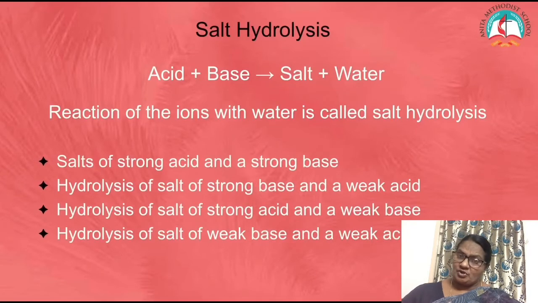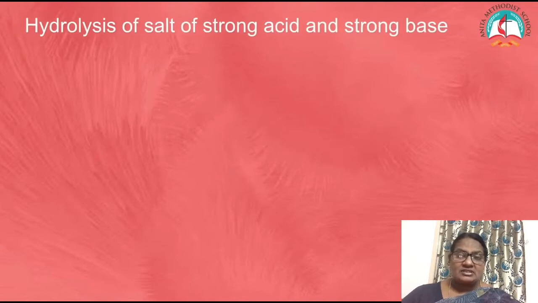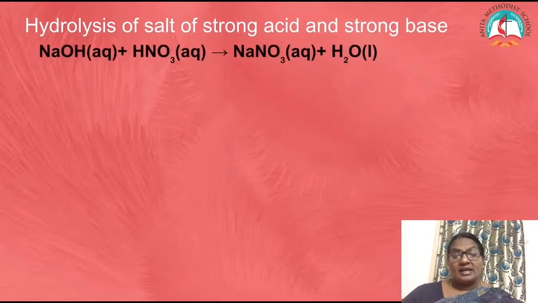The salt of a strong acid and strong base, salt of strong acid and weak base, salt of weak acid and strong base, and weak acid and weak base. And we are also going to see the relationship between Ka and Kh and how to calculate the pH of such a salt solution. Let us look at the first case, hydrolysis of a salt of a strong acid and a strong base. Here I have sodium hydroxide and nitric acid.